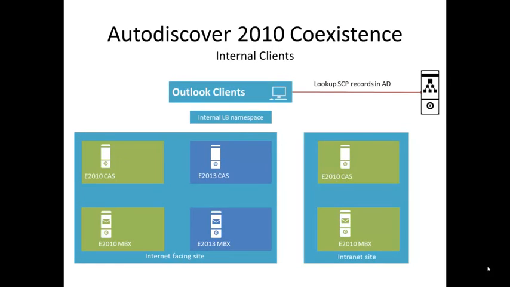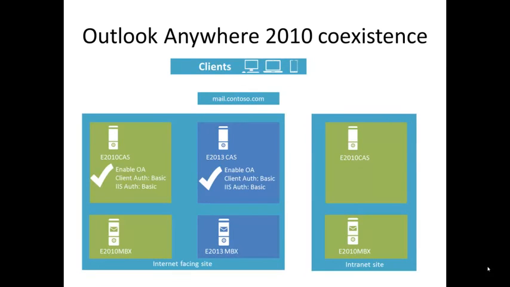If we have internal clients for Autodiscover, the clients will do an Active Directory lookup for the SCP records. They will retrieve the FQDN for the Autodiscover URL and will hit the Exchange 2013 client access server. And again, the request will be proxied to the 2010 client access server. If we are in another location, the request again will be proxied cross-site to the Exchange 2010 client access server, which will handle the actual request.